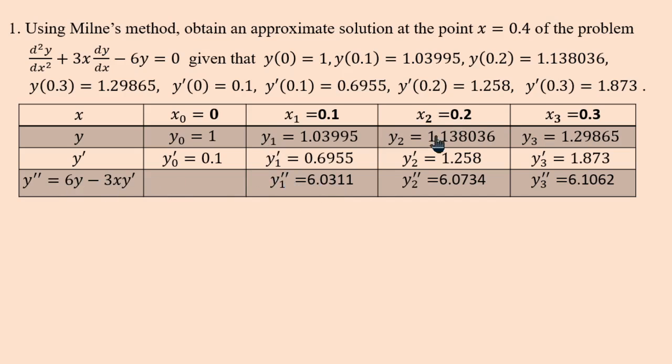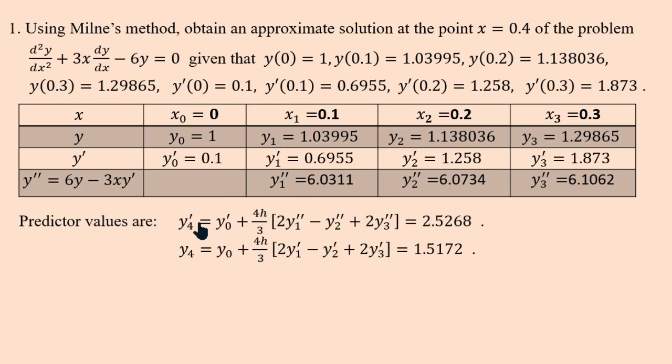And similarly 6y, 6 into this value y2 minus 3 into 0.2 into 1.258, that is 6.0734. Therefore, the first step is to calculate these three values. After calculating y1 double dash, y2 double dash, y3 double dash, verify this by substituting x, y and y dash value in this formula.